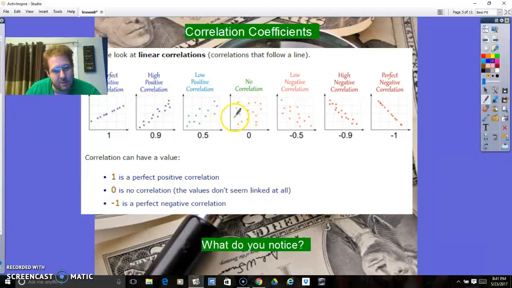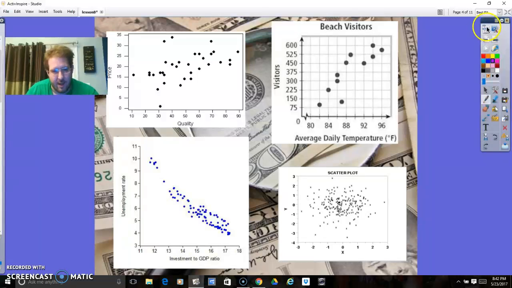So anything in between 0 and 1 shows how weak or strong, meaning how close the data is to the trend line. So with 0.9, notice that the data is all very close, whereas with 0.5, the data is a little bit more spread out. 0.3 would be even more spread out. The closer you get to 0, the more spread out the data is. The closer you get to 1, the closer to a straight line it is.